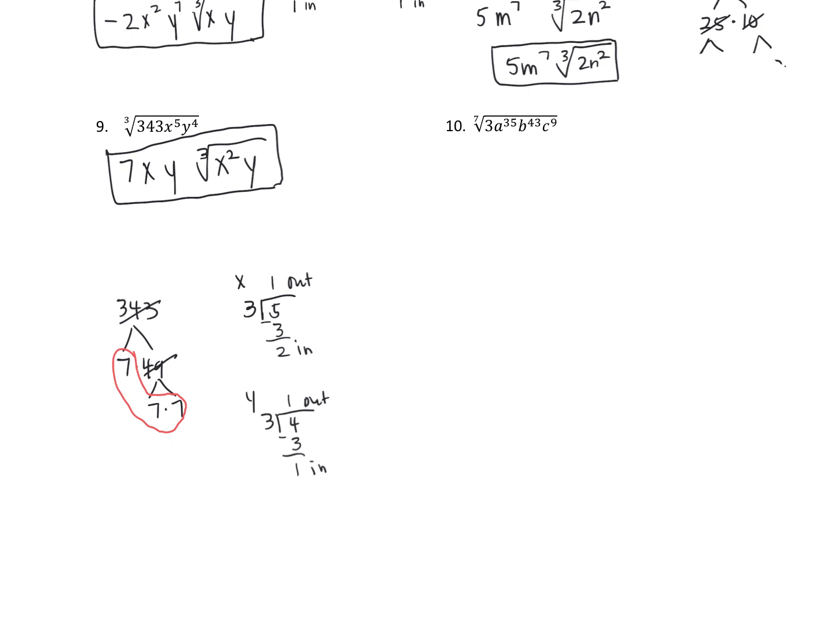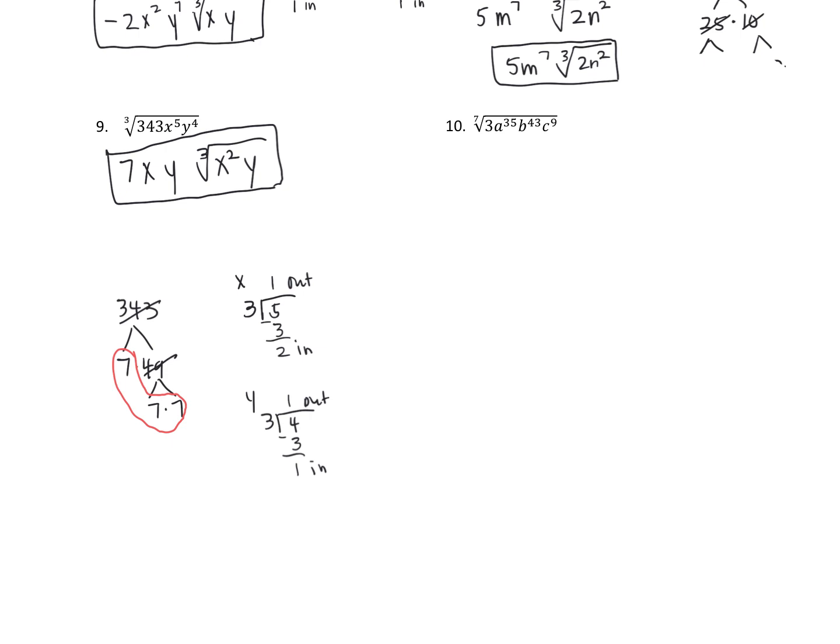All right, the last example here. We have a 7th root of 3a to the 35th, b to the 43rd, and c to the 9th. So the coefficient of 3, there's no way I'm going to be able to break that down. First of all, because it's prime, but second of all, even if it wasn't, it's such a small number, it's not going to have a group of 7. So 3 is just done. That's going to stay under the radical.